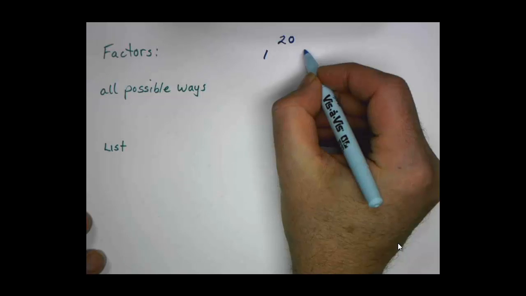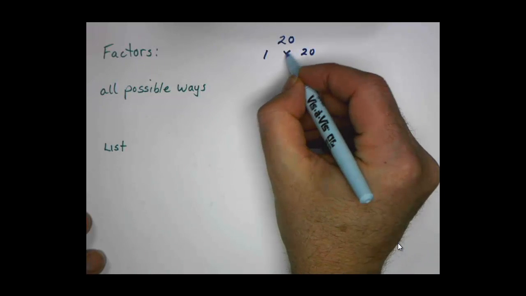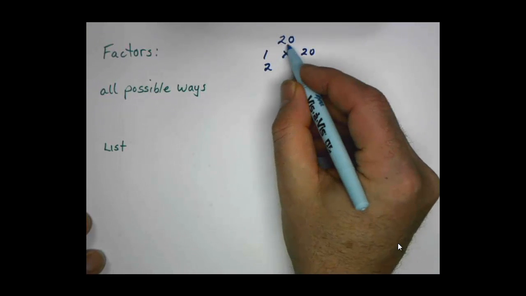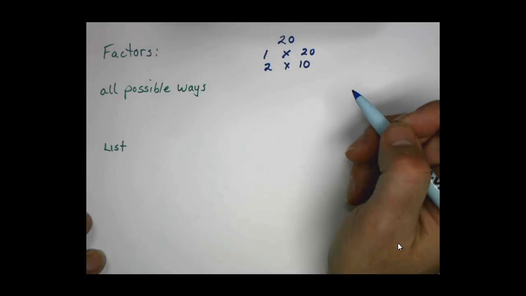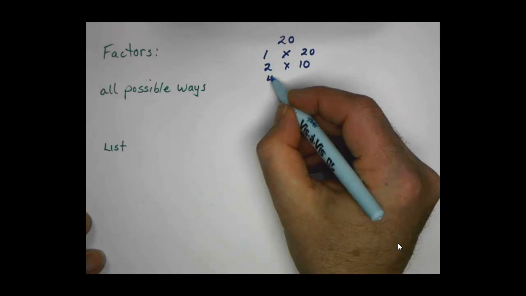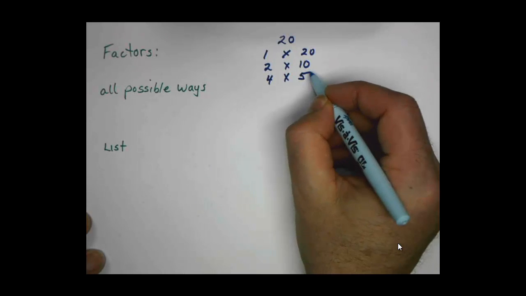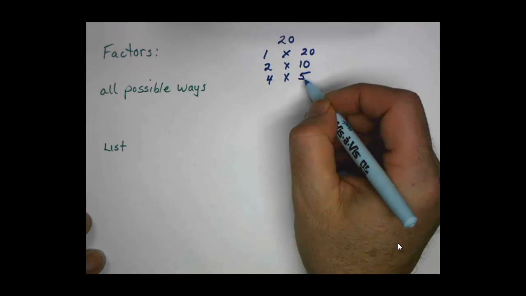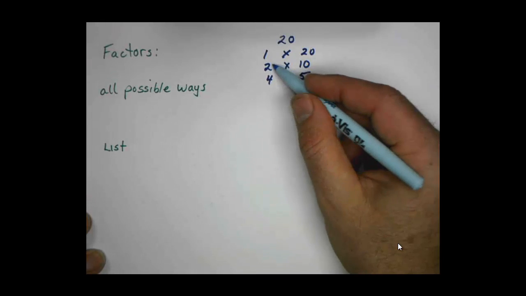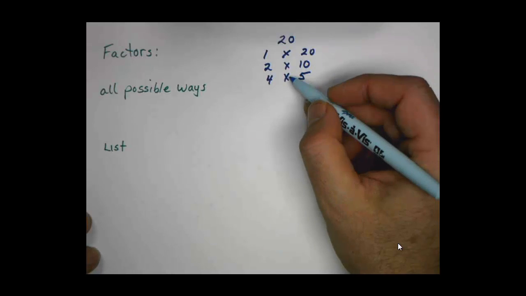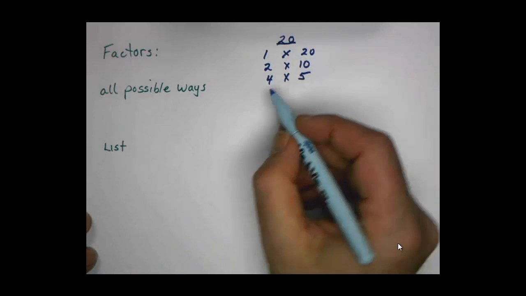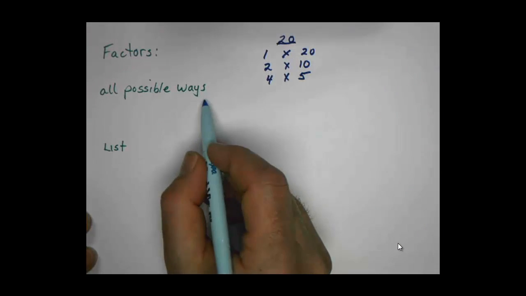Well, 1 in itself, 1 times 20. 2 will go in because it's even, 2 times 10. 3 won't because of the sum of the digits. 4 will, times 5. And we already have 5 on the list. So we've gotten all the factor pairs of 20, because factors always come in pairs. And this is listing them in all possible ways.